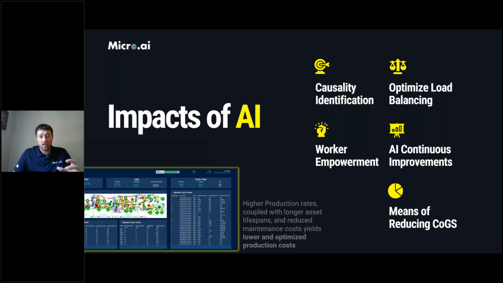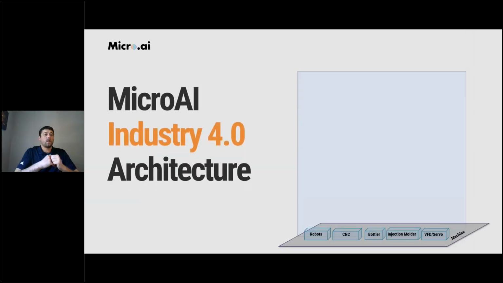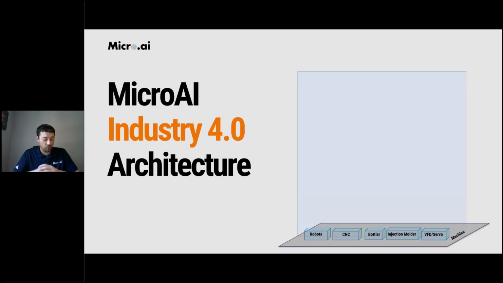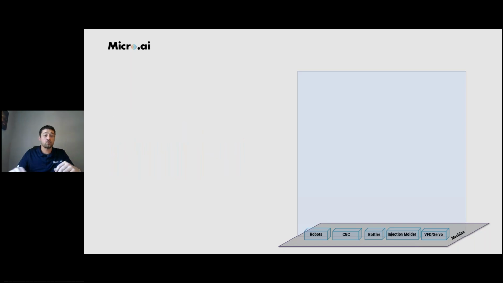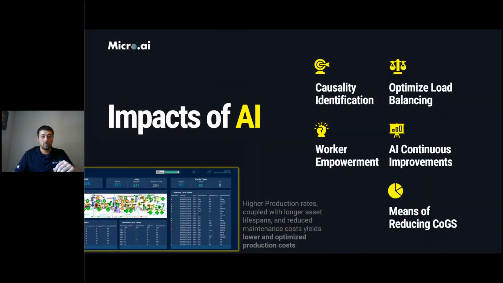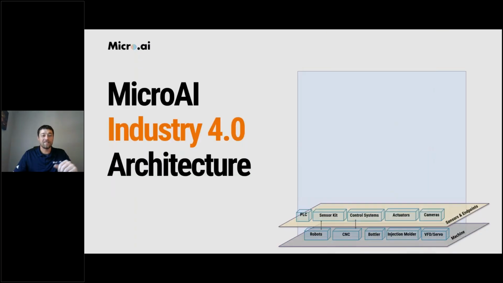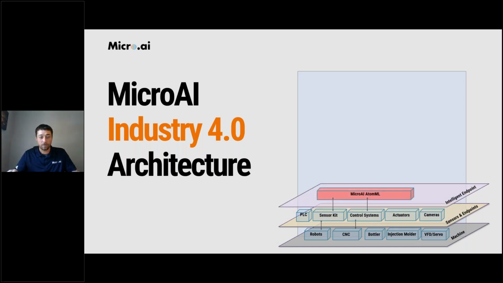So with that being said, let's jump into how we at MicroAI view Industry 4.0 and our architecture and how we take care of a lot of these problems. So as you'll see here, the first level, obviously machines, whether it be robots, CNCs, bottlers, it doesn't matter. There's a machine. A machine's got to do a function. Often those machines are controlled by, oh, wrong direction, my bad. Those machines are going to be controlled by sensors, control systems, PLCs, and this is where we're going to have our first layer of AI.